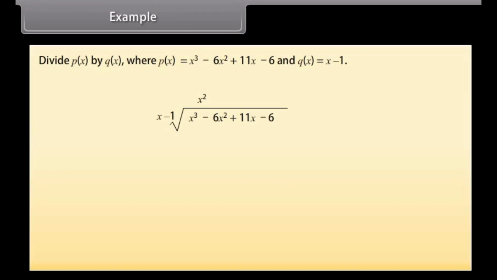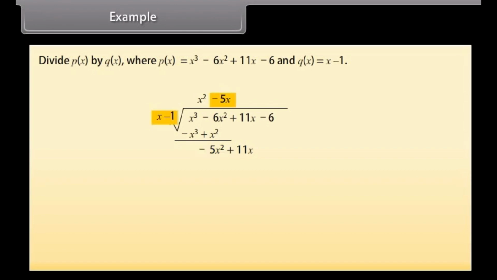In this case, you multiply x square by x minus 1 to get x cubed minus x square, which you then subtract from the polynomial under the division bar. By subtracting, you get rid of the term with the largest exponent to reduce the size of the polynomial, which is a remainder. Now we have a new polynomial for which we repeat the second step. In this example, we divide minus x square by x and add the result, which is minus x, to the term already at the top of the division bar.